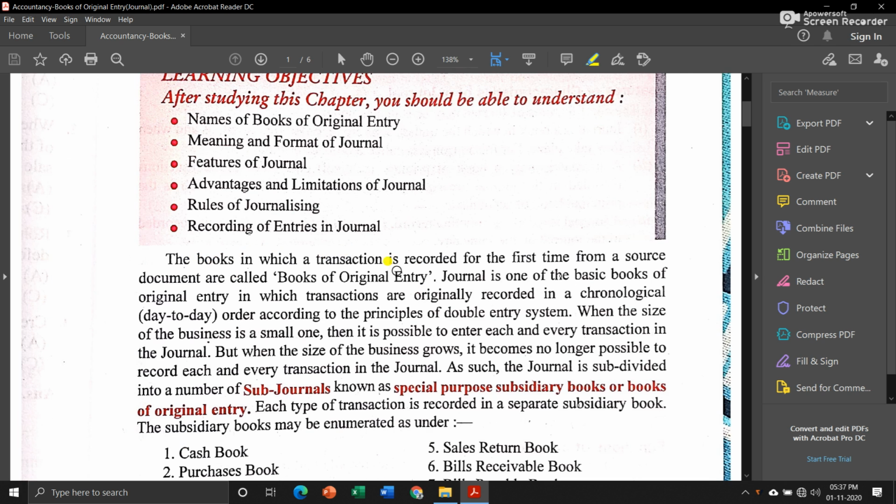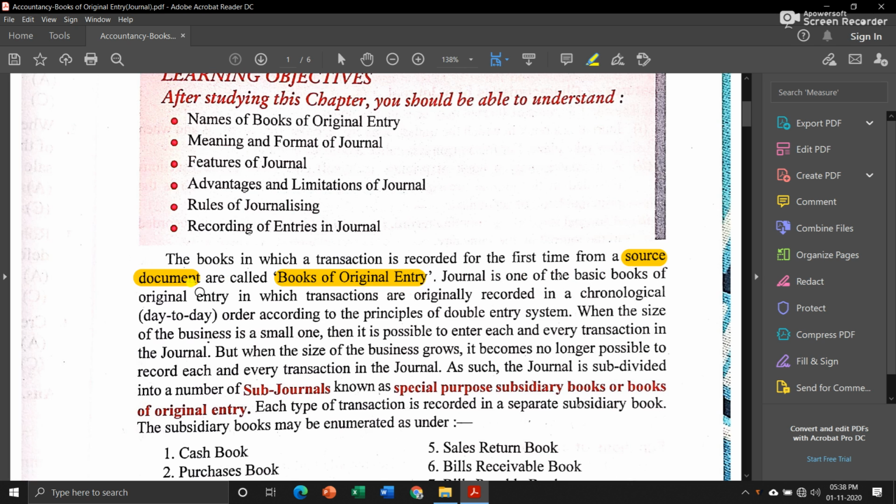The books in which a transaction is recorded for the first time from a source document. In our previous session we have discussed what was meant by source document. Now after taking transaction or information from source document, whichever book we use to make the first entry is known as books of original entry.